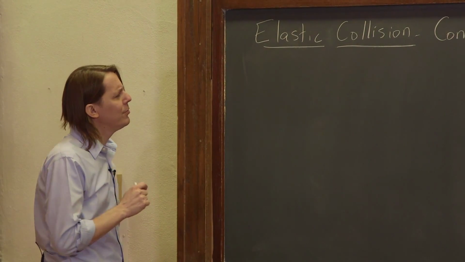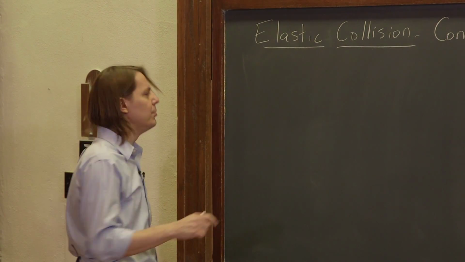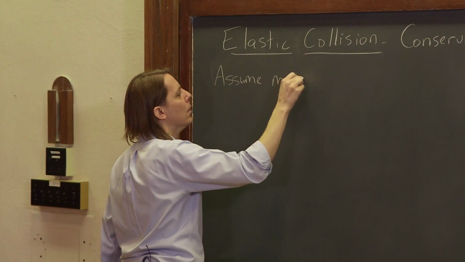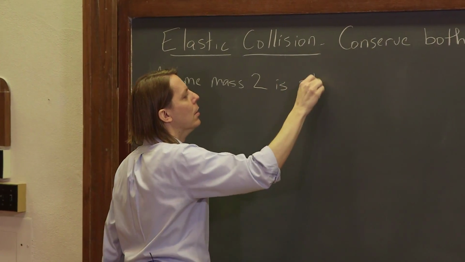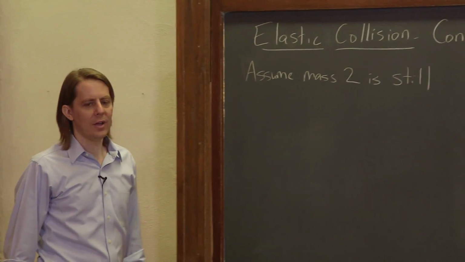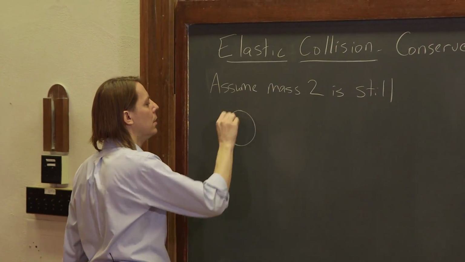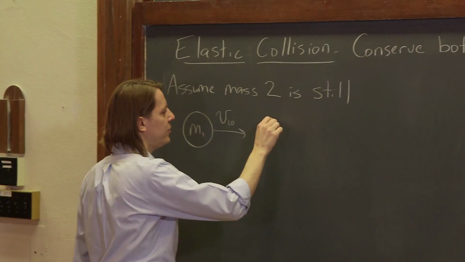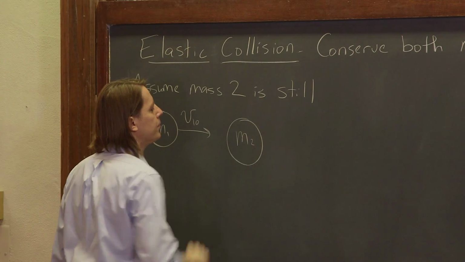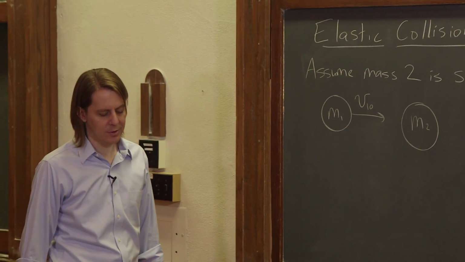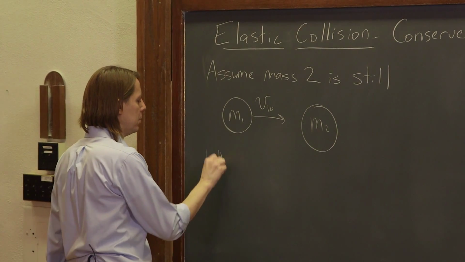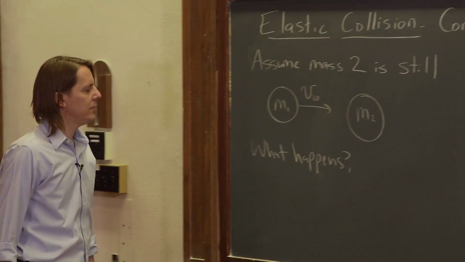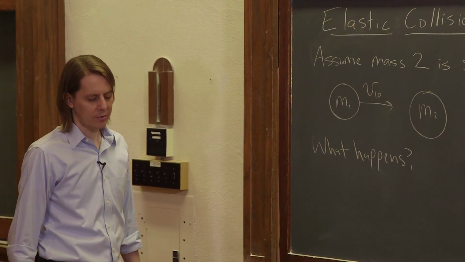Let's assume mass 2 is still. So we're really just going to do the elastic collision where mass 1 comes in at v1 naught and mass 2 is just sitting there doing nothing, just waiting to be struck. Let's see, what happens? Well, we've got to conserve momentum and we've got to conserve energy.